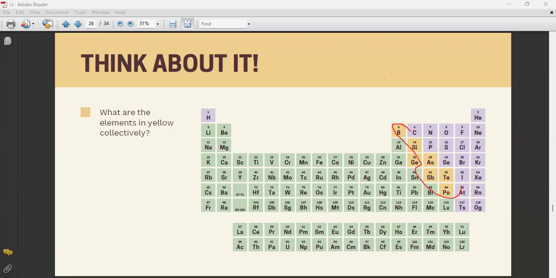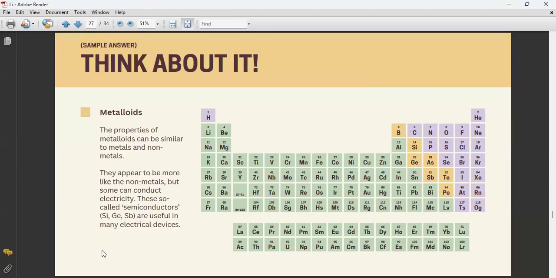If you guys know, please comment it down. And if you do not know, let's just see what are these elements. These are metalloids. Okay, these are the metalloids. The property of metalloids can be similar to metals and non-metals. When any element shows the properties of both metals and non-metals as well, they are called as metalloids.